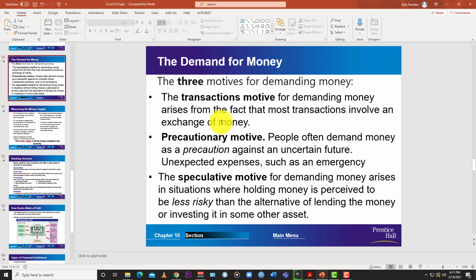Then you have the precautionary motive. Again, precaution. People often demand money as a precaution against an uncertain future, for unexpected expenses such as an emergency. So now you have to hold money because you don't want to be left holding the bag. You want to know that if an emergency arises, you have money to take care of that.